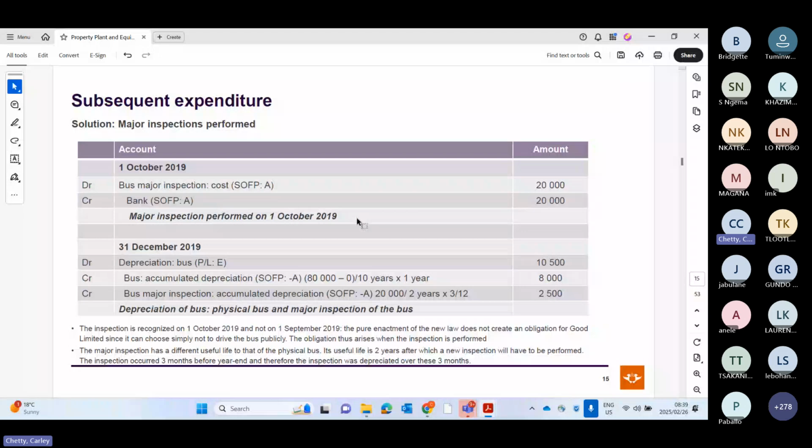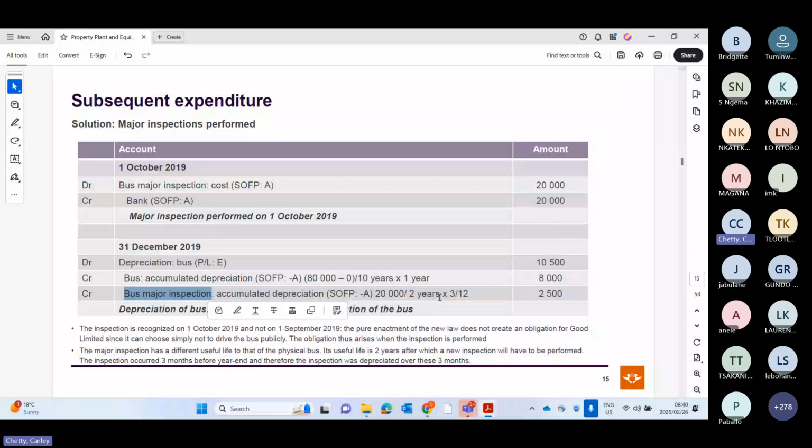Then at the end of the year, we need to actually depreciate this inspection. They told us that an inspection is required every 2 years, so we are going to depreciate the inspection separately from the rest of the asset. Let's have a look at the inspection first. Here the inspection had a cost of 20,000 and there's no residual value when we deal with inspections, but the remaining useful life is 2 years.